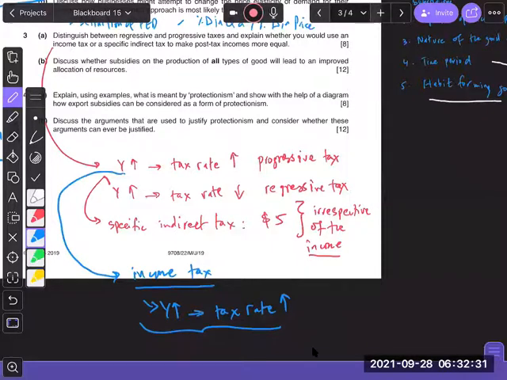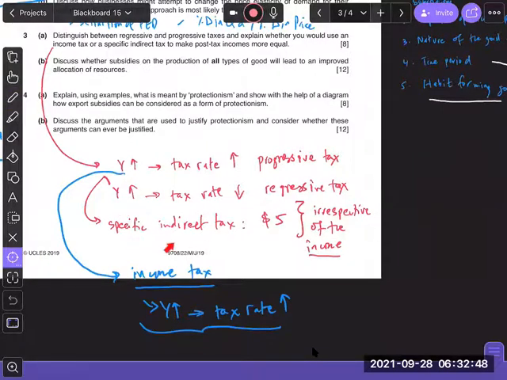Now, the question is also asking, if you want to make the post-tax incomes more equal, what kind of a tax do you want? Yes, I wrote that your specific indirect tax is regressive in nature, while the progressive tax is income tax. Munir? Can we talk about this right now?